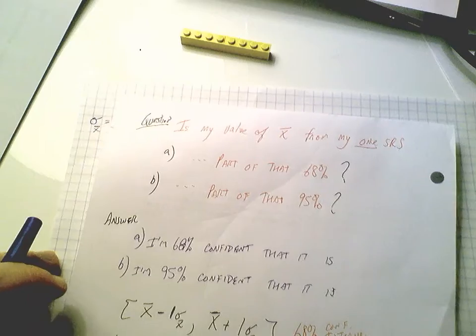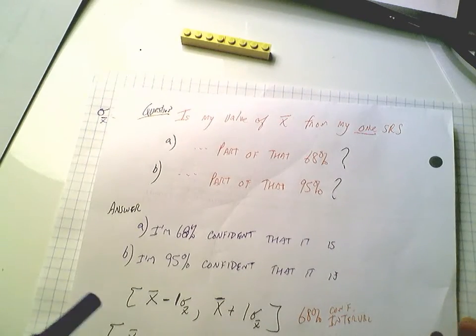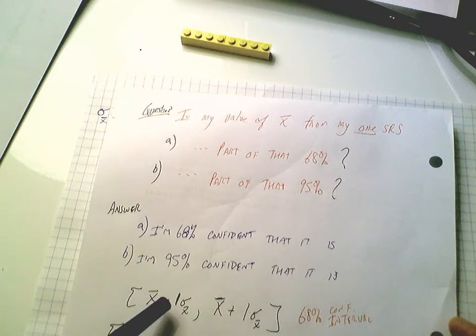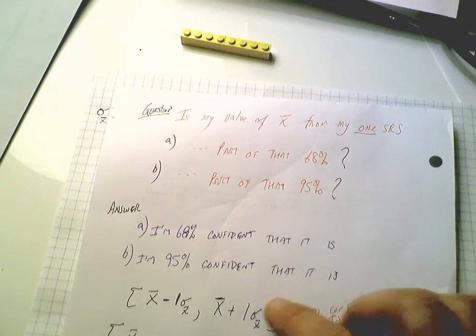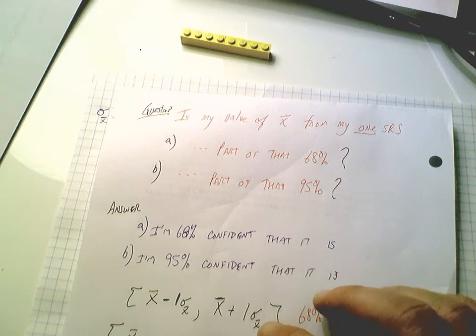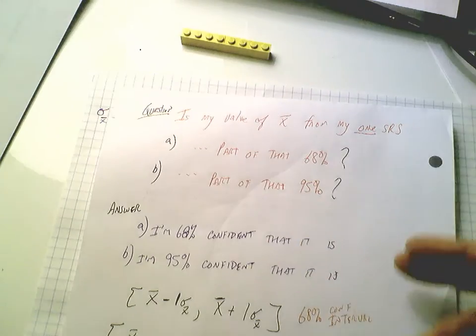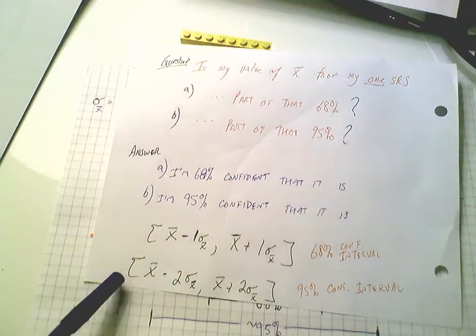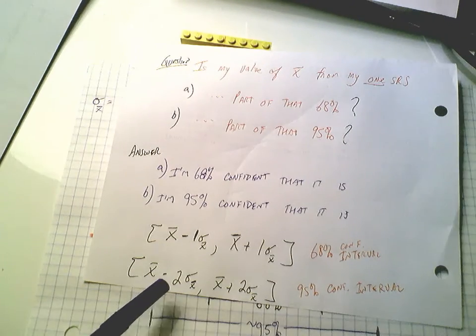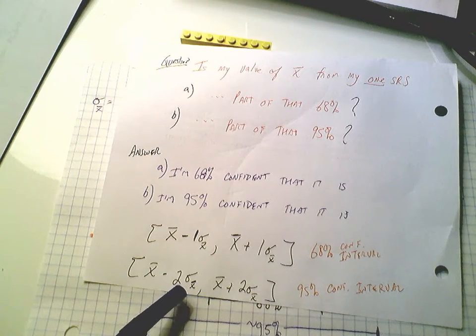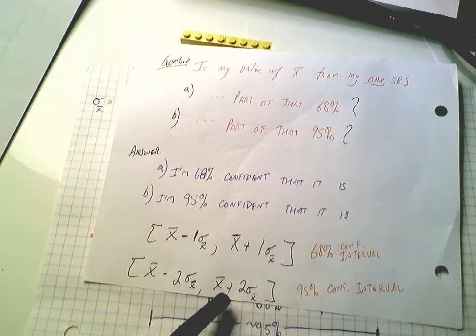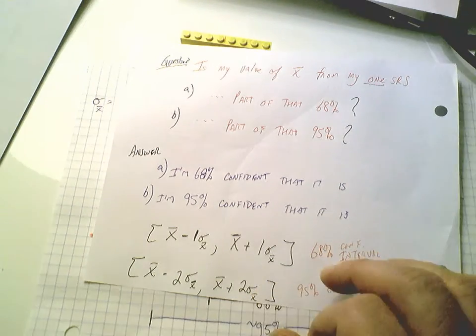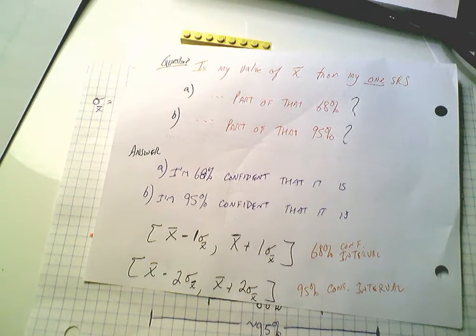Just kind of turning things backwards for a moment. I know that X bar minus 1 standard deviation from the sampling distribution of the mean, X bar plus 1 standard deviation of the sampling mean above is going to be that 68% confidence interval. And for that matter, if I go X bar, my observed value minus 2 times my standard deviation of the sampling mean, X bar plus 2 times this number of standard deviations in the sampling mean. There's my 95% confidence interval.